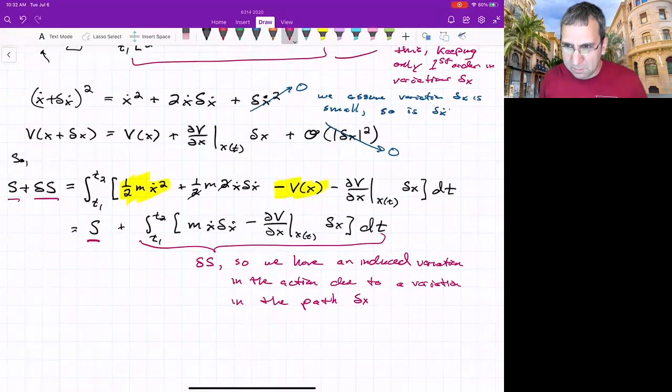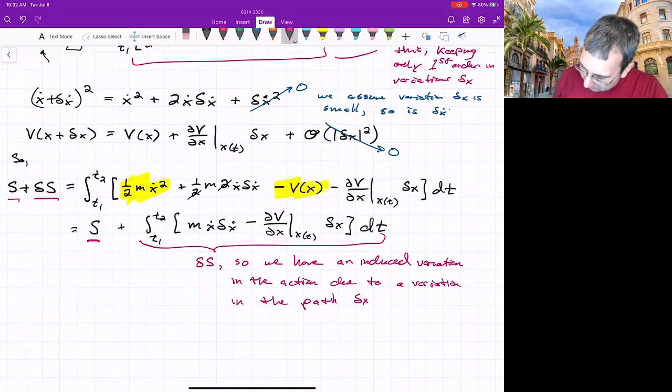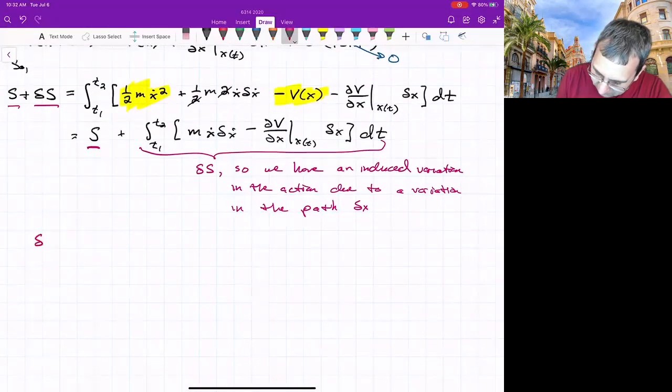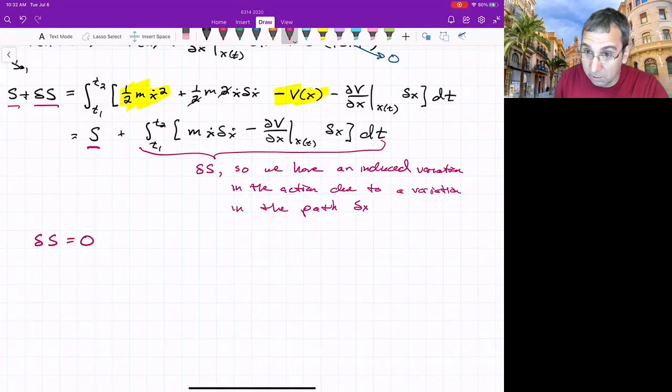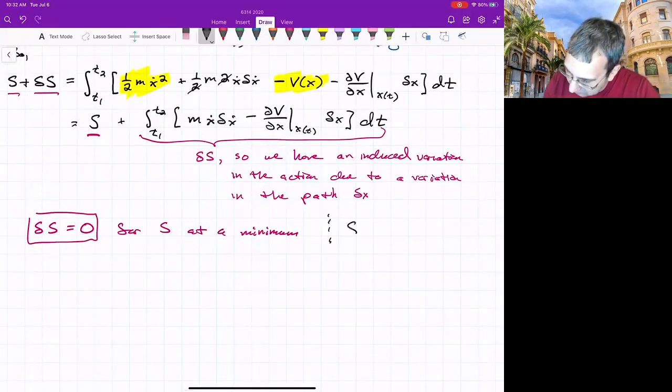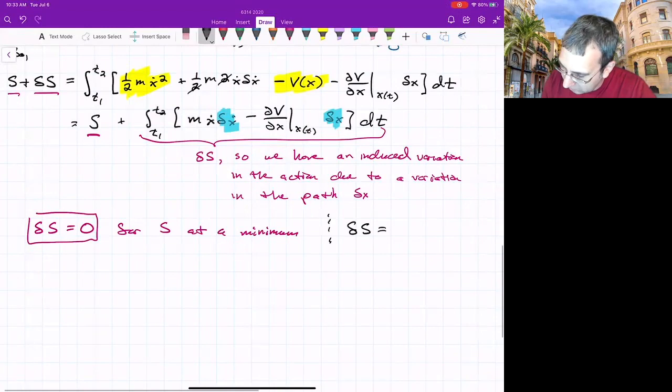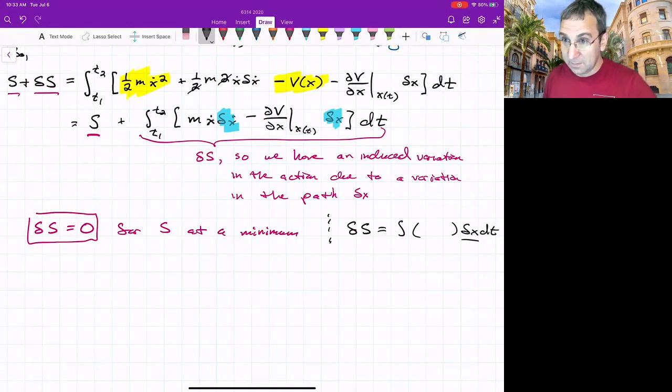We don't yet have this exactly in the form we want, but let me just give some idea of what the next steps are. Delta S equals 0 for S at a minimum. You might say, why is that? So I'll try to give some intuition. Also, what we're going to try to do is write this delta S. You see how right now it's got x dot and then delta x dot. We're going to try to write the whole thing as some integral over time that's going to be multiplied by delta x. And then because delta x was arbitrary, the thing in the parentheses will always have to be 0. So that's what we're building towards. Okay, so here's the intuition for why delta S has to be 0 for S at a minimum.